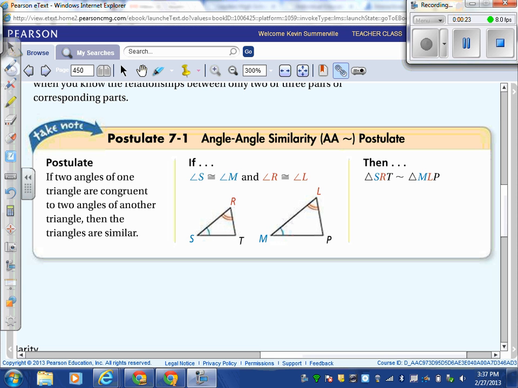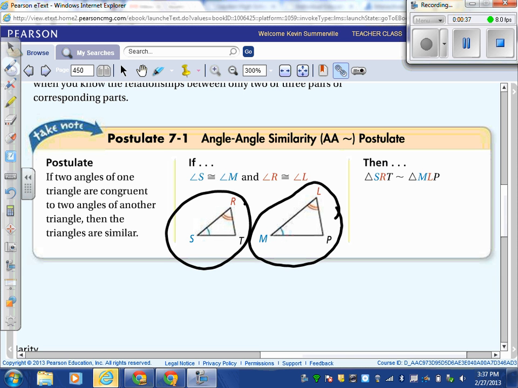Let's take a look at postulate 7-1, angle-angle similarity. Take a look at this triangle and this triangle. Go ahead and write those down.